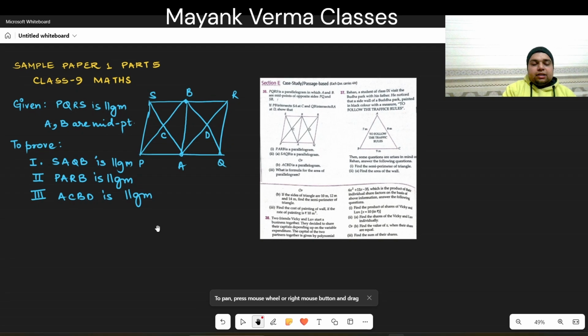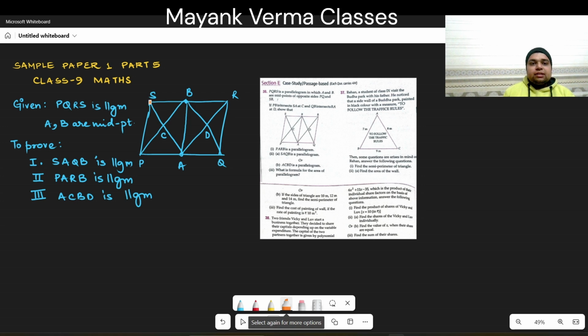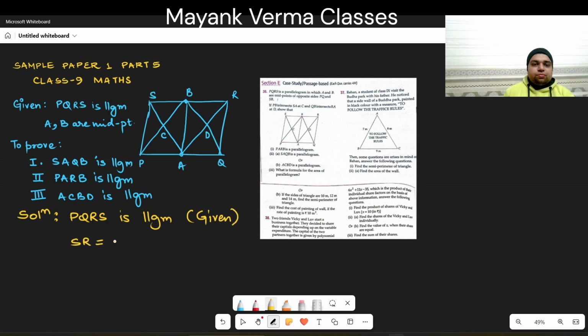So the first part, it is saying that SAQB is a parallelogram. This we need to prove. Now we know this thing, solution. We know that PQRS is a parallelogram, na? PQRS is a parallelogram. This is given to us. That means SR is equal to PQ and SR is parallel to PQ. This SR is equal to PQ and also parallel, right?